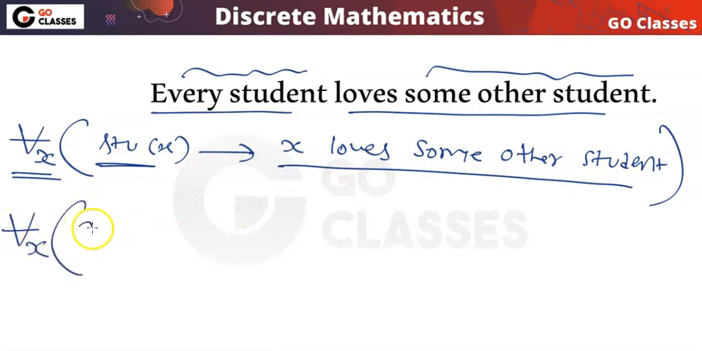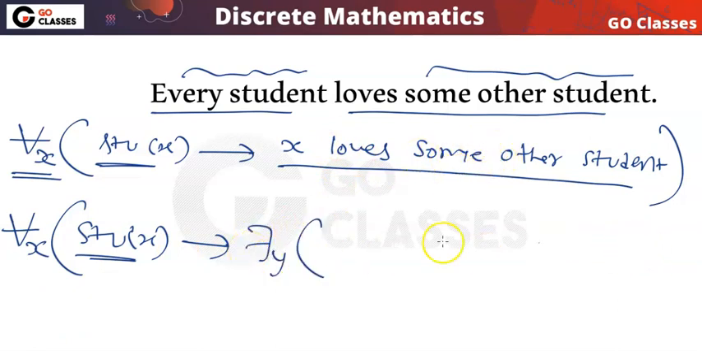Very simple. For all x, if x is a student, then x loves some other student. So what does it mean? There exists a y such that you can say some other student, which means this y is a student. First of all, this y must be a student. There exists a y, so this y must be a student, and x loves some other student.